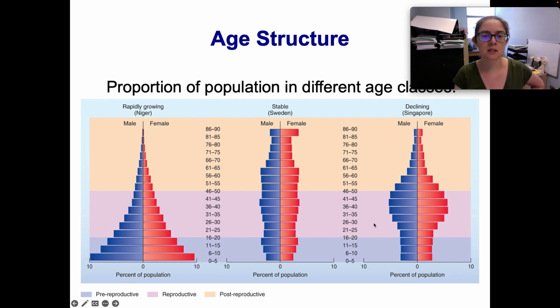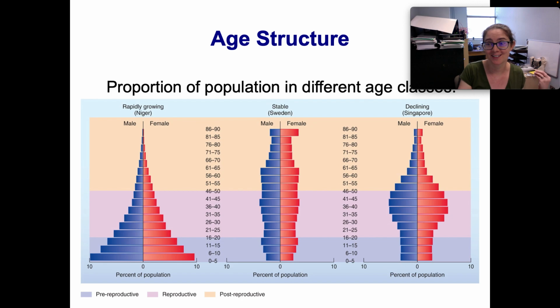Okay, the next thing we need to talk about with populations is the age structure. This is basically the proportion of the population in different age classes. And we can actually tell if the population is growing, stable, or declining based on this age structure. This is because we only have babies during a certain part of our life.